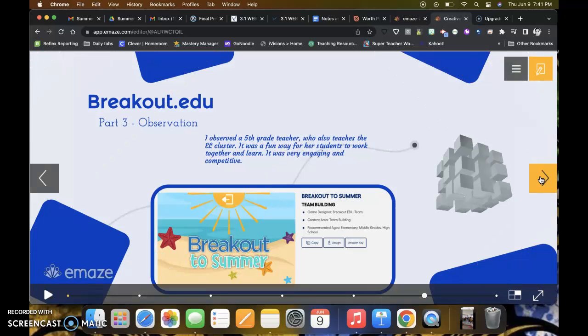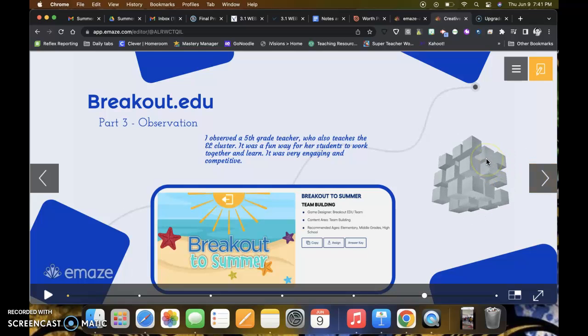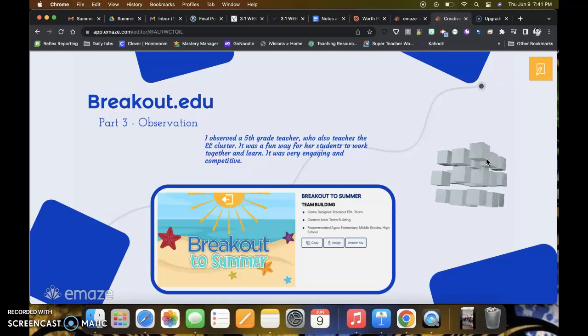Okay, so the third part of this digital portfolio was to observe another teacher using technology. I observed a fifth grade teacher that also has the EL cluster. Half of her students were my students last year. The technology that she used was Breakout EDU, the digital version.